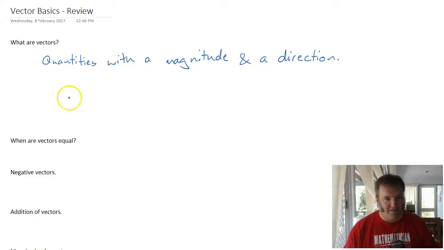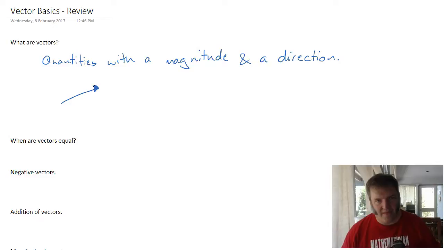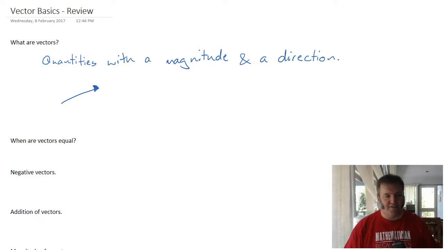How do I represent vectors? Two ways we looked at. Lines with an arrow indicating the direction. The length of the line, that indicates its magnitude or its size, and we'll talk about that again in a little bit. That's a vector there. I might want to call that vector A.